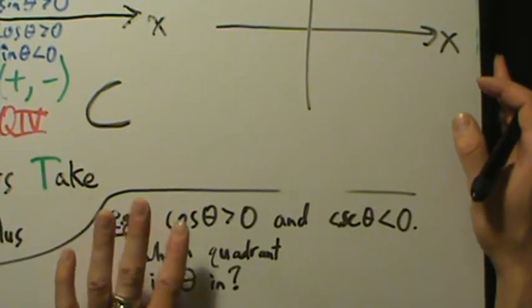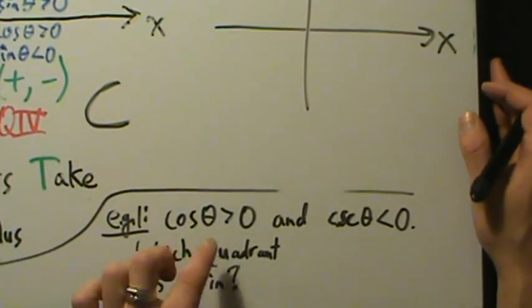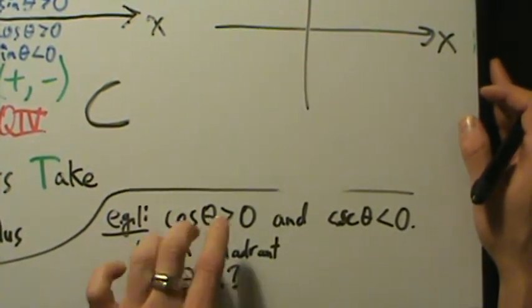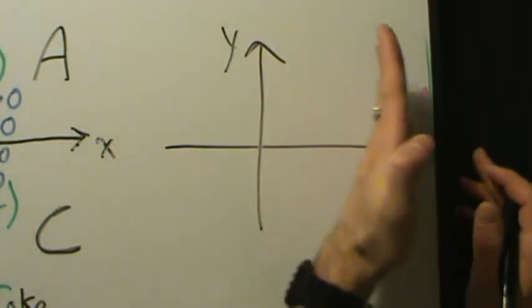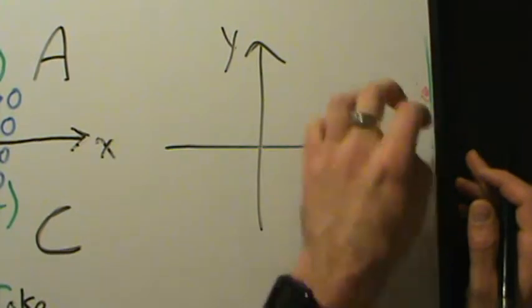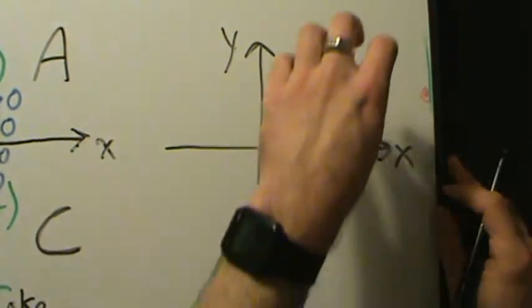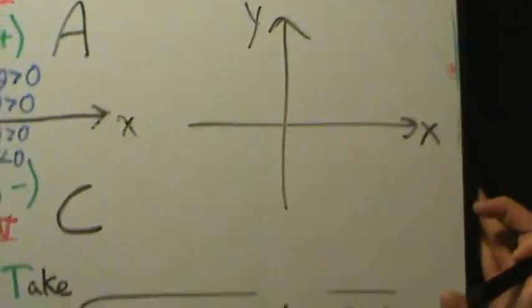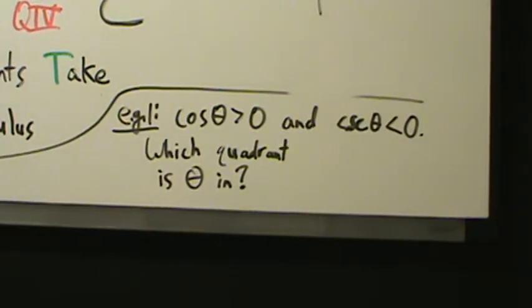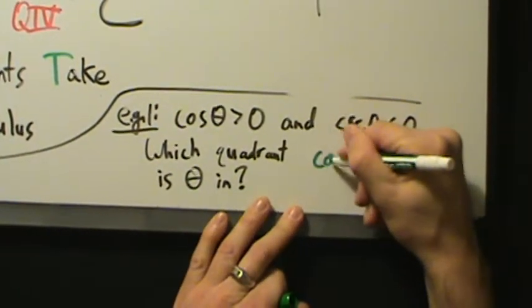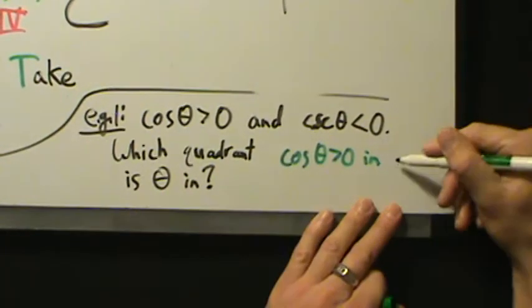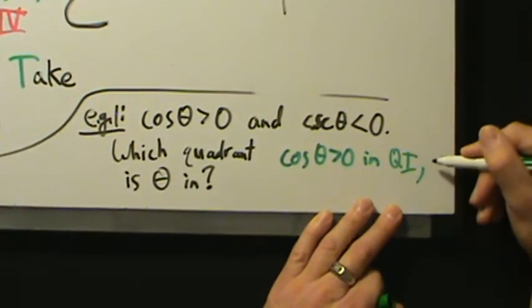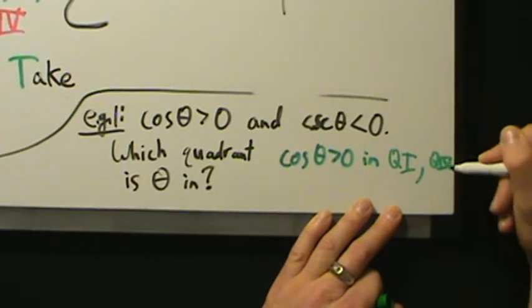So cosine of theta is positive. Where does that happen? Well, remember, cosine of theta corresponds to the x-coordinate. Where is the x-coordinate positive? The x-coordinate is positive to the right of the y-axis, which means here or here, quadrant 1 or quadrant 4. Okay, so when we answer questions like this, what we say is, okay, cosine of theta is greater than 0 in quadrant 1 and quadrant 4.